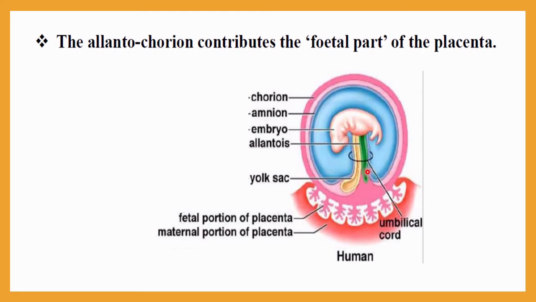So the fetal part is mainly an allantochorionic contribution. Then this reddish part, you can see, is the maternal portion. So here you can see the fetal portion of the placenta and the maternal portion of the placenta. You must be very clear which portions are responsible for forming the placenta.